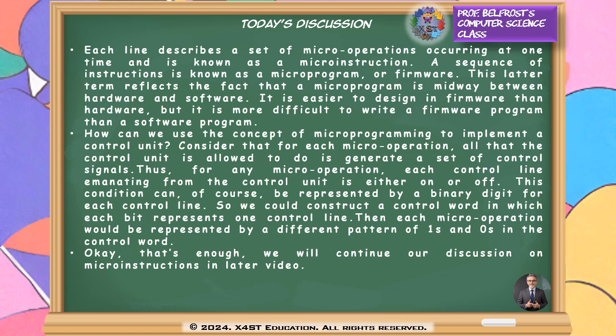So how can we use the concept of microprogramming to implement a control unit? Consider that for any microoperation, all that the control unit is allowed to do is to generate a set of control signals. Thus, for any microoperation, each control line emanating from the control unit is either on or off. This condition can of course be represented by a binary digit for each control line. So we could construct a control word in which each bit represents one control line. And then each microoperation would be represented by a different pattern of ones and zeros in the control word.